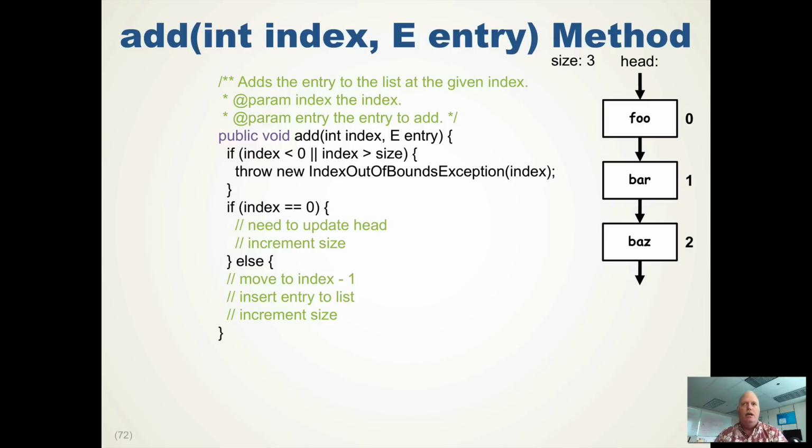So we start at the beginning. Again, special case: if the index is 0, we need to update head, because we're inserting at the beginning. We need to have head point to this new thing. So we say head equals new node entry, and then we pass it the value of head. Remember, you can imagine it as 2 steps. We create a new node whose data is entry, and whose next pointer points to what head does. So we create the new node, points to what head is, and then we reassign head to that node.